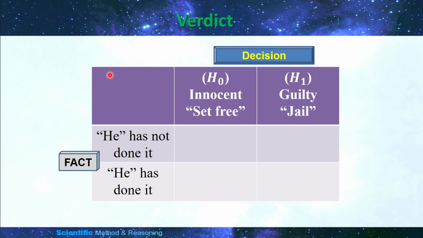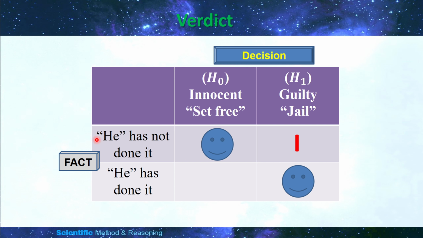Okay, but the fact is that the suspect has either not done it, or has actually committed the crime, and the fact is unknown to everyone except the suspect himself. So the problem is that if he had not done it, and the decision is that the suspect is innocent and we set him free, then this decision is appropriate. And if indeed he has committed the crime and the verdict is that he is guilty and is sent to jail, then this is also a correct decision.